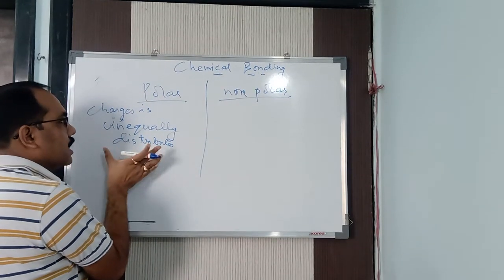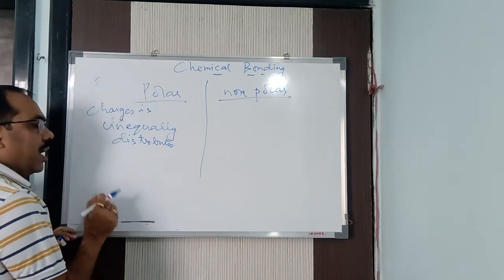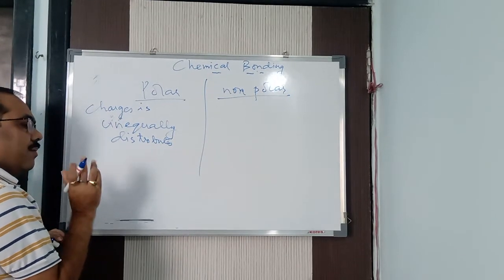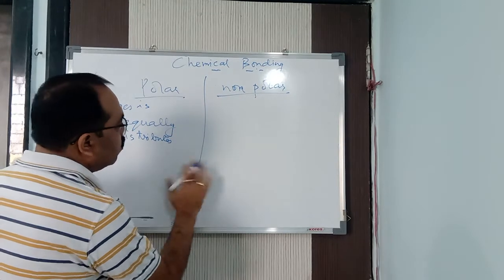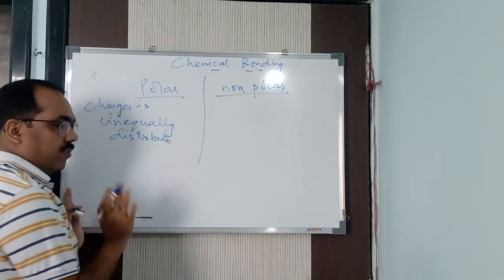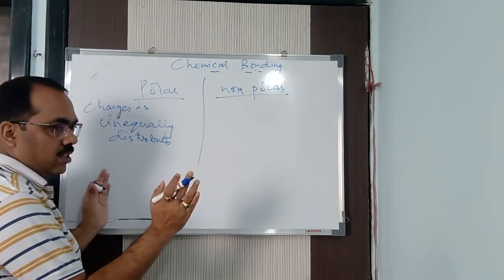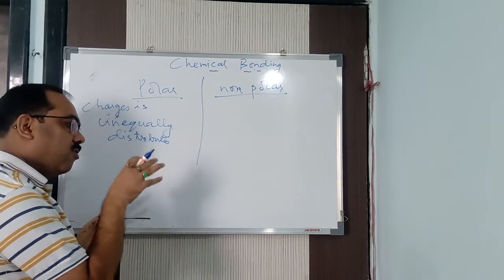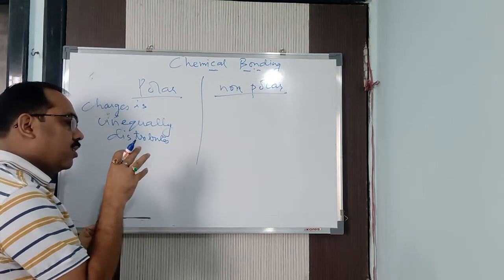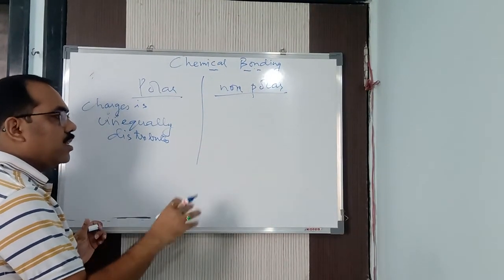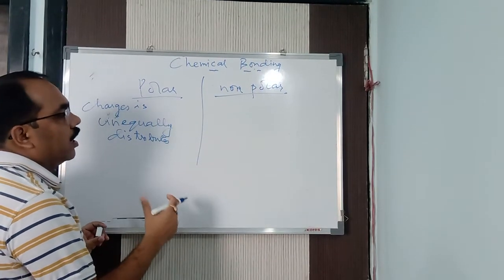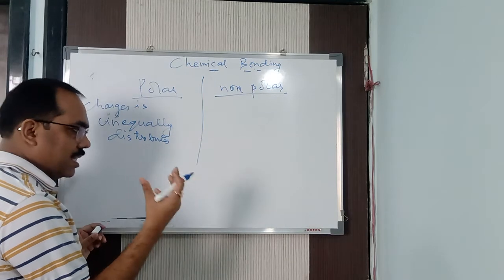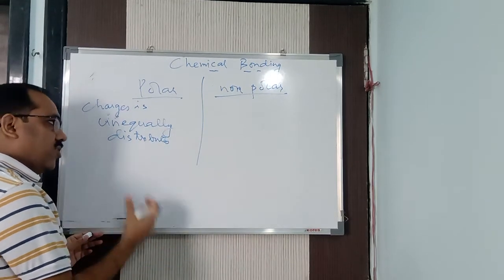So when the charges are unequally distributed, for example, I am having 10 chocolates. Now I want to distribute them among two students. What I can do is give 5 to each. So here it is equally distributed. But if I give 3 chocolates to one person and 7 chocolates to the other person, it is unequally distributed. That means one person is having excess, another person is having deficiency.